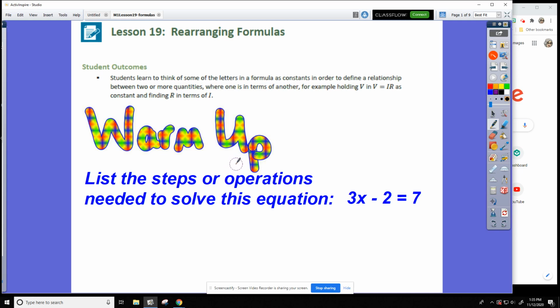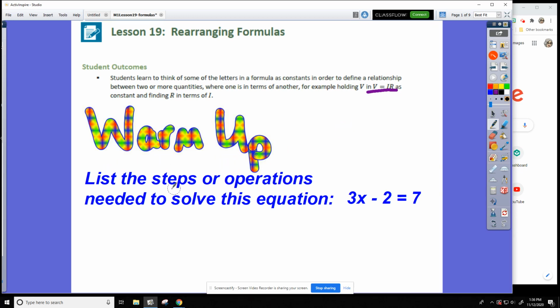So rearranging formulas. Now that you know how to solve equations, one thing that's very helpful here and in your science classes is to get a formula, rearrange it, and then you could plug in values afterwards. And so that's this one that they have. Voltage is something times resistance.